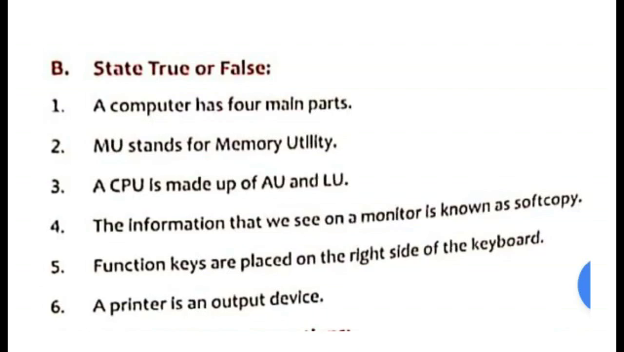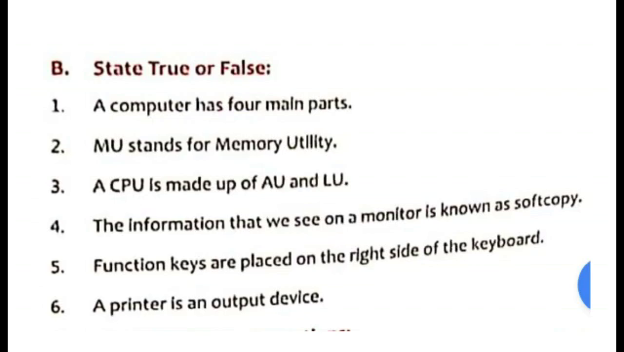Question 3. A CPU is made up of AU and LU. The answer is false because CPU is made up of 3 parts: memory unit, control unit, and ALU, that is arithmetic and logical unit. So the answer for question number 3 is false.